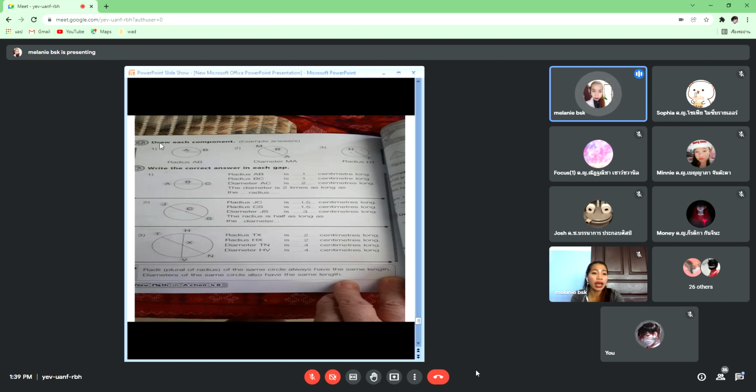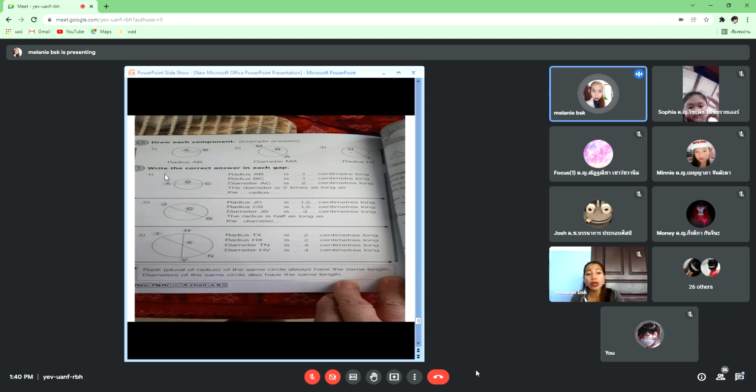For number two, you're going to draw its component. You're going to draw radius AB, so this one is AB. You draw a line from point A going to point B. For number two, you're going to draw diameter MA. From M, you pass through the center, point B, and then go to point A. For number three, you're going to draw radius HT, from H going to T. Can you follow? That is for number one, number two, and number three.